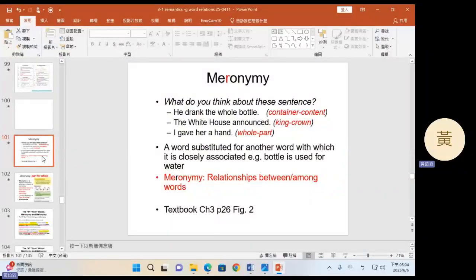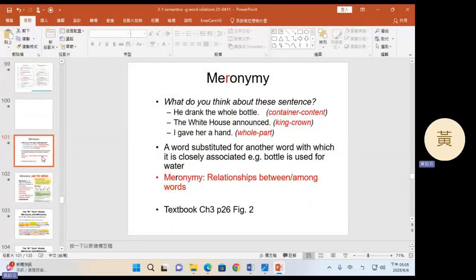Yeah. "I gave her a hand." Right. You always say this, right? I give you my hand. Well, did I cut the hand and give it to you? No, I help you, right? So this is the part symbolizing the whole. So meronymy means you use the part to symbolize the whole. So again, "I'm the head of the house," the head of the house, or the head of the family. So meronymy is a relationship among words, a part-whole relationship.